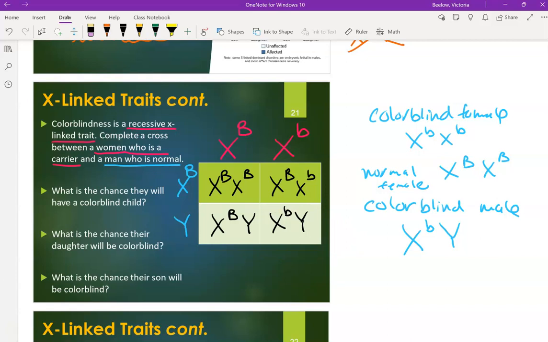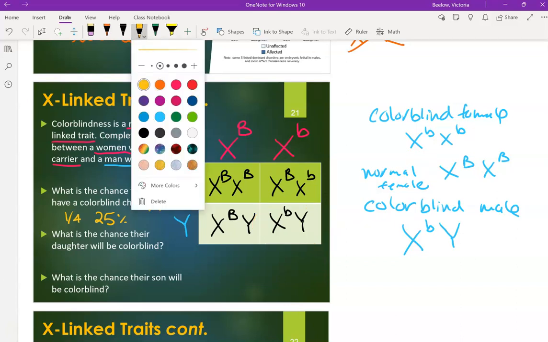So if we're just asking about what is the chance they will have a colorblind child, so I'm asking out of the 4, okay? So out of all 4 of these children, who is colorblind? Well, this one's a normal female, this one's a normal female. They both have the capital letter, because remember, colorblind is recessive. This is a normal male. This guy, that is a male that is colorblind. So a 1 out of 4 chance would be 25%.